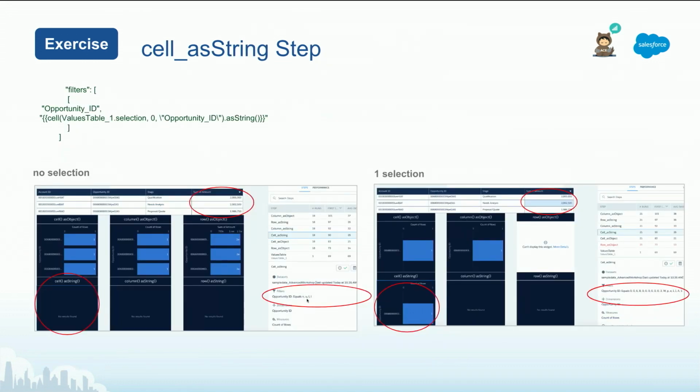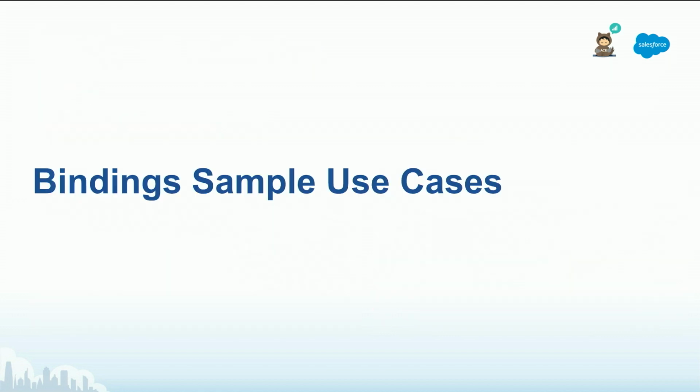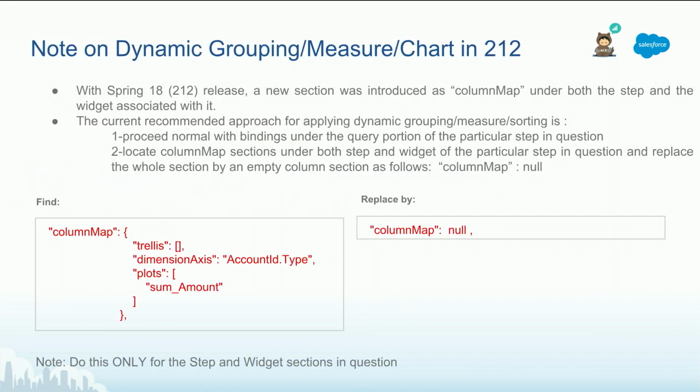Cell as string, very similar. And let's go cover some of the sample use cases. One of the most covered use cases is dynamically binding the group by and the measure of a step. Now this previously used to be accomplished through creating a static step that emits the value I'm trying to bind for the target step with the group and the measure.